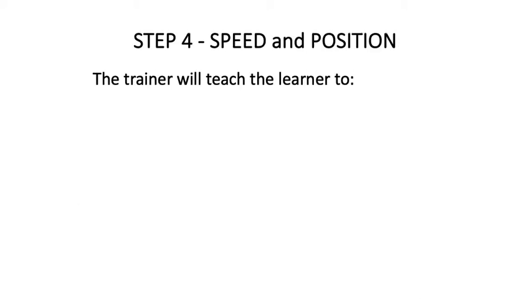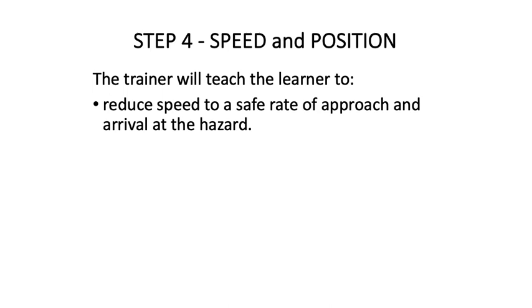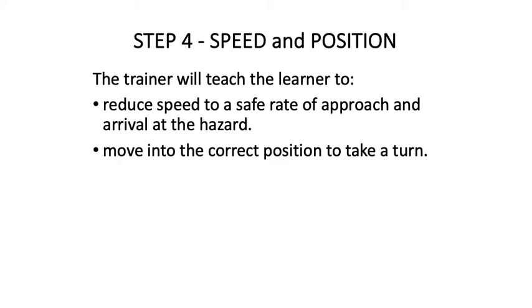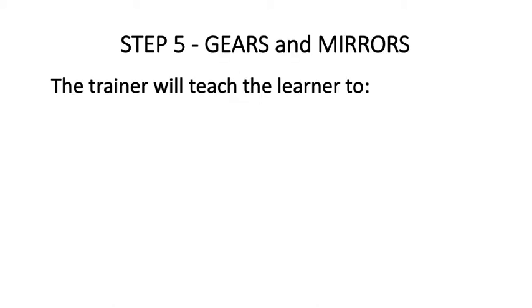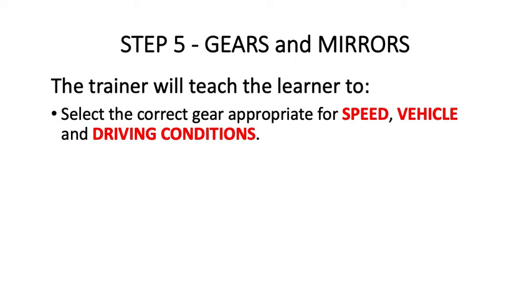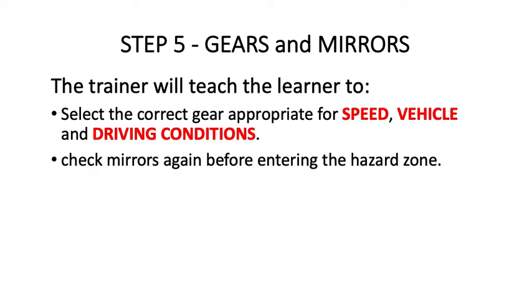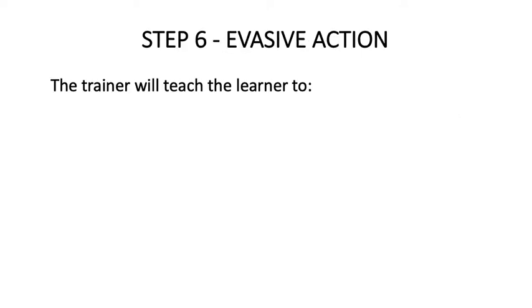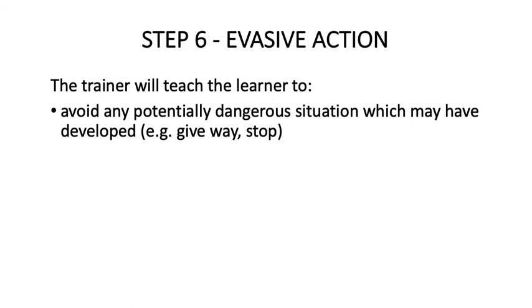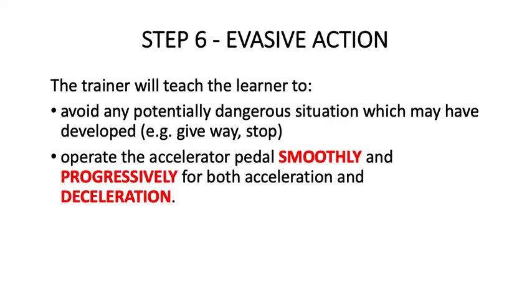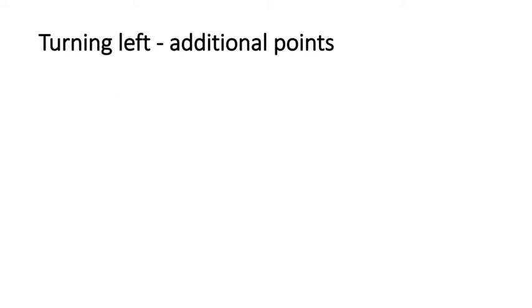Step 4, speed and position. The trainer will teach the learner to reduce speed to a safe rate of approach and arrival at the hazard, move into the correct position to take a turn. Step 5, the trainer will teach the learner to select the correct gear appropriate for speed, vehicle, and driving conditions. Check mirrors again before entering the hazard zone. And step 6, evasive action. The trainer will teach the learner to avoid any potentially dangerous situation which may have developed, e.g. give way or stop, operate the accelerator pedal smoothly, and progressively for both acceleration and deceleration.